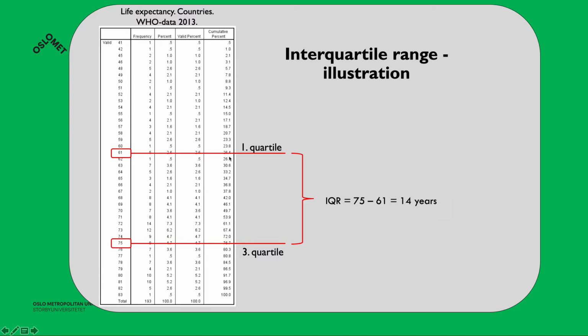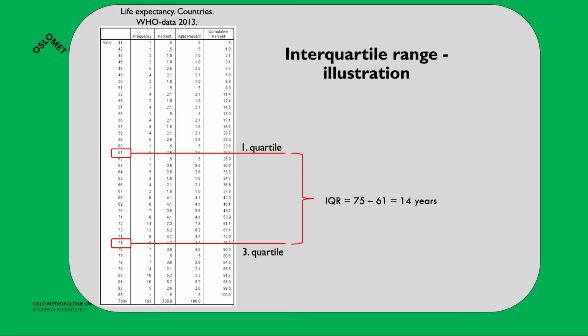And here we see that, using the cumulative percentage, we find the place where the 25% is, and that's 61 years, and 75%, that's 75 years. So there you have the first and the third quartile, and you take 75 years minus 61, which is 14 years. So that's your interquartile range.